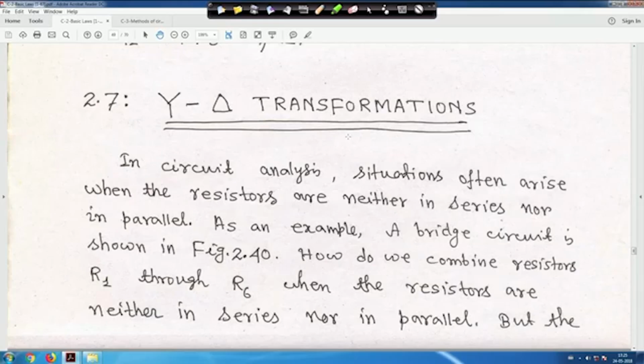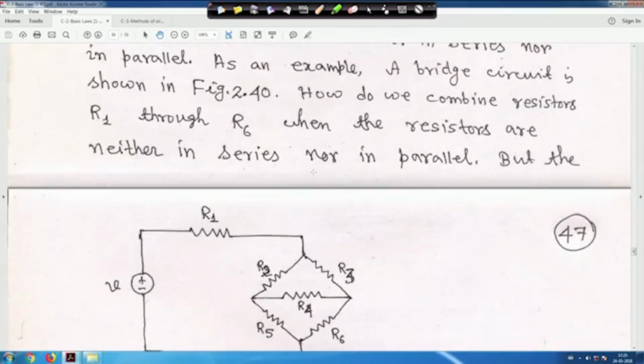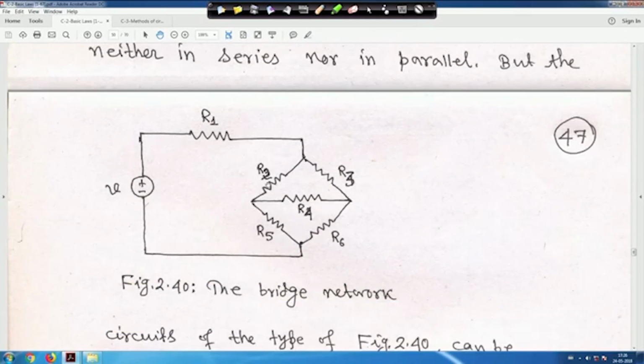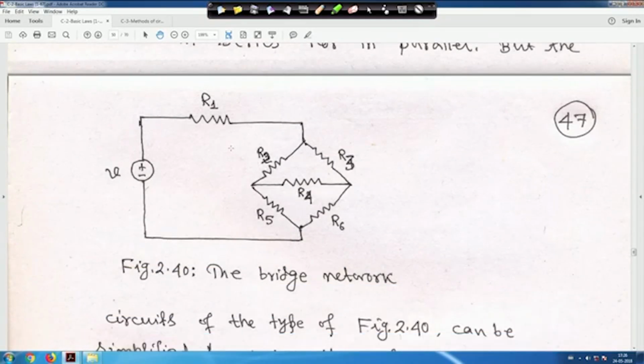Okay, we'll come back. Just now we talked about star-delta transformation or delta-star transformation, right? So how will we combine this here? You just see how things are. If you look at the circuit, suppose for example a bridge circuit is given in your figure 40. So how do you combine resistors R1 through R6? A simple bridge circuit is there, and here you have resistances R1, R2, R3, R4, R5, R6. So how can you combine this R1 through R6?